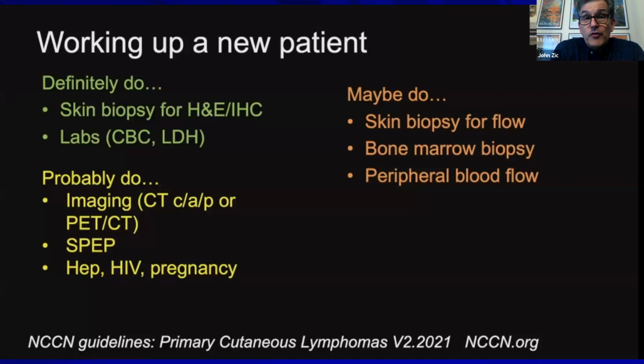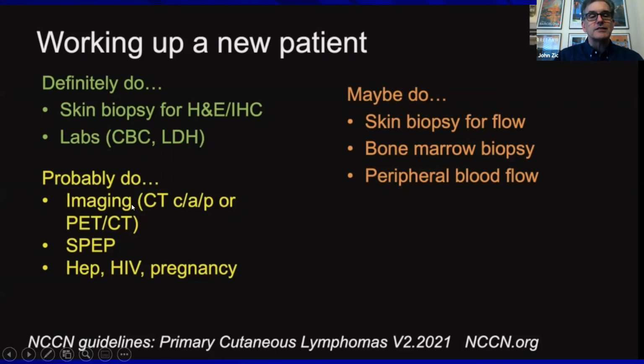But because B-cell lymphomas usually start in the lymph nodes and spread to the skin rather than start in the skin, it's really important to do imaging. So obviously you're going to do a skin biopsy and you'll get some labs, routine labs for anyone with a lymphoma, a complete blood cell count and lactate dehydrogenase, which is just an enzyme that can be released by lymphoma cells.